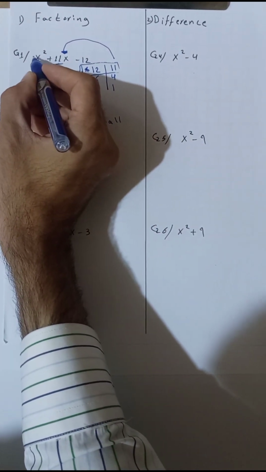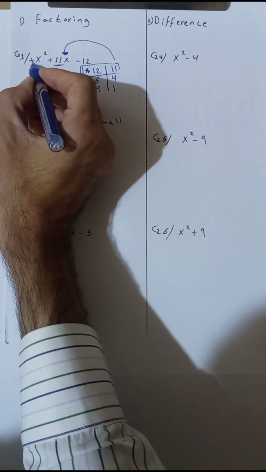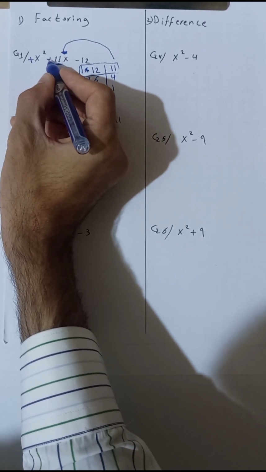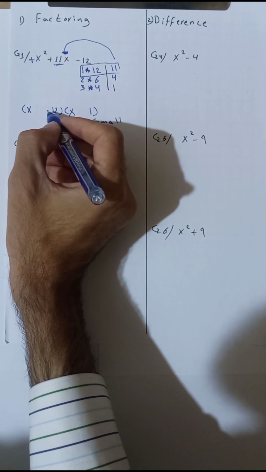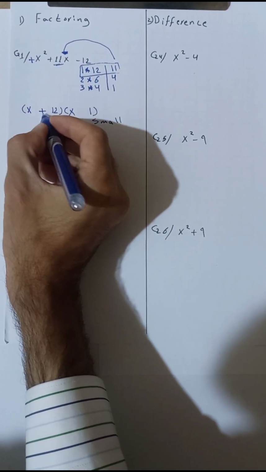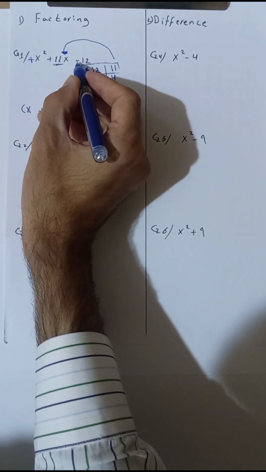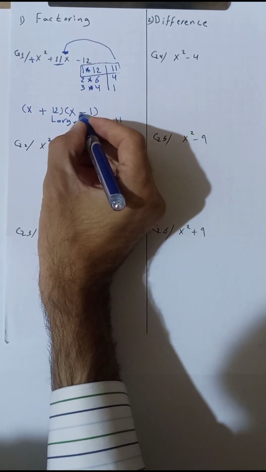We know x squared is plus. Plus times plus, it's for the first parenthesis is plus. Plus times minus is minus.